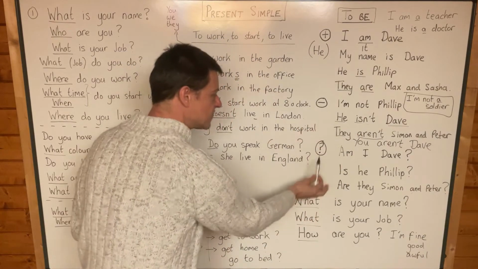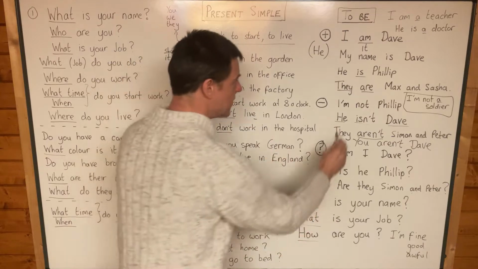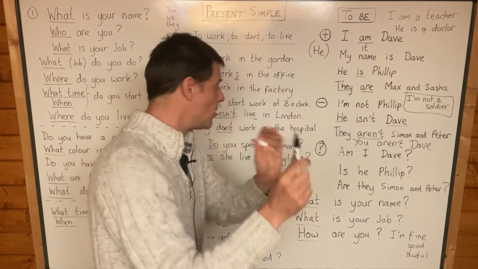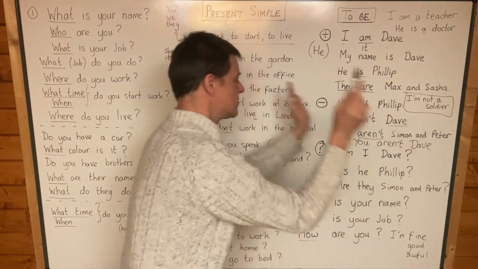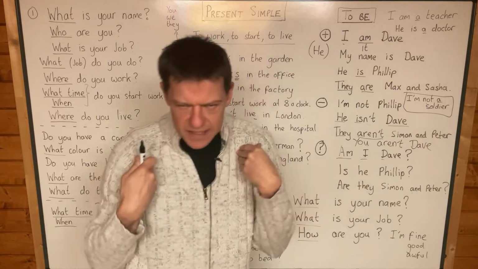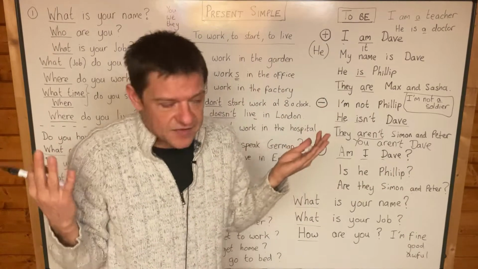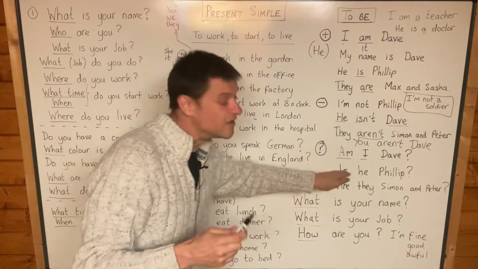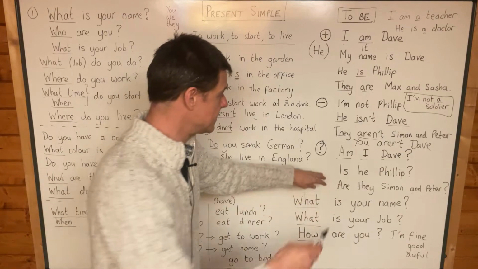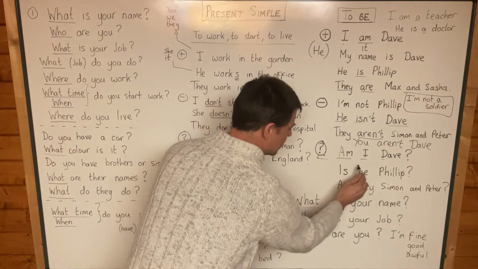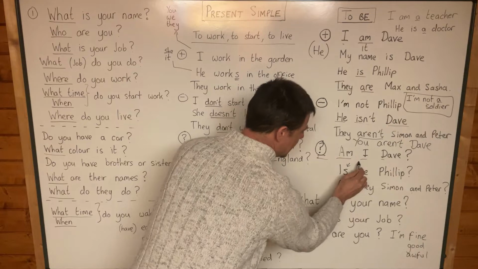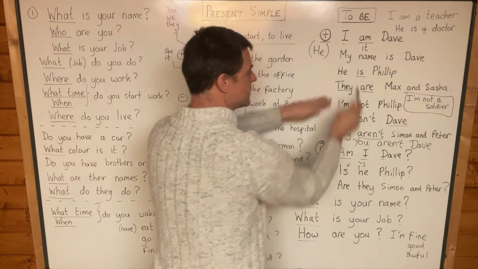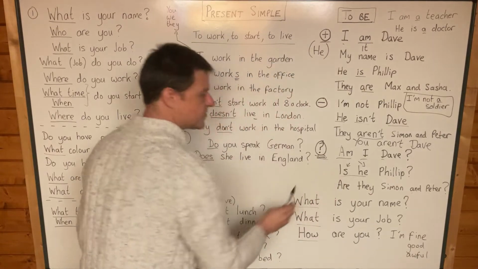Okay, negatives, now questions. If we want to make a question with the verb to be, we must swap, we must move I am to am I Dave? Am I Dave? Yes, I am Dave. But I can say, is he Philip? Now it's a question because we put is he Philip and not he is Philip. He is Philip is positive. Is he Philip is a question.